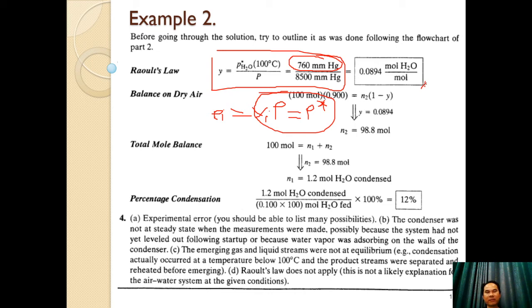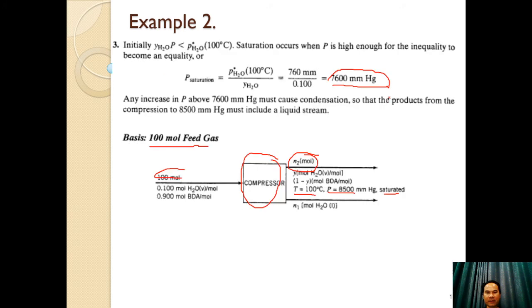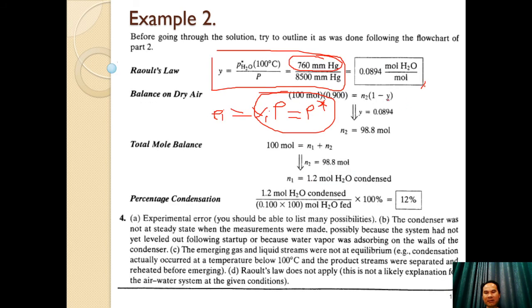Now you can solve the material balance. You can balance on dry air, on water, and on total mass. Is input equal to output? There is no reaction, and it's steady state. For dry air, input equals output. Input dry air is 0.9 multiplied by 100, equal to N2 multiplied by 1 minus Y. You know Y, so you can calculate N2.